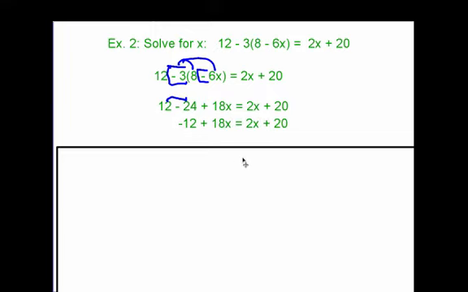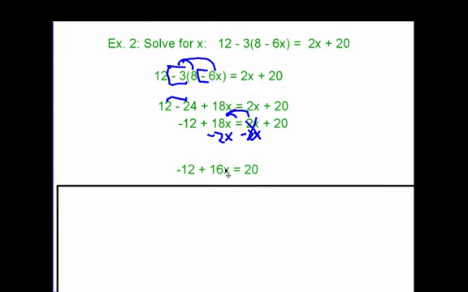All right, so our next step is we want to get all of our variables on one side. So our larger variable is 18x, smaller variable is 2x, so I want to move this 2x over to be with the 18x. The only way to get rid of it on the right side is to subtract 2x over here. So they just cancel out. And then I must also subtract 2x over here. So 18 minus 2 is 16, so I get the equation -12 plus 16x equals 20.